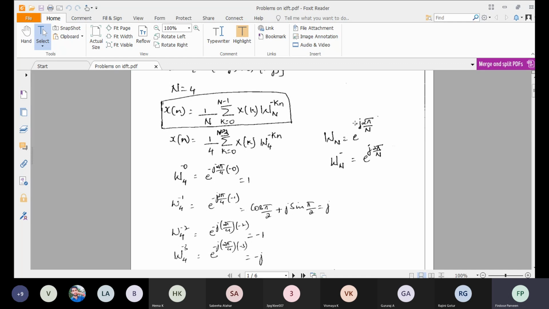Okay, if it is e to the power of minus j theta, what is it? Cos theta minus j sin theta. In the same way, e to the power of j theta is cos theta plus j sin theta. So here it will be equal to 1. Here the minus and the minus, minus into minus, becomes plus. So e to the power of j theta, what will it be? Cos theta plus j sin theta. So what will you be getting? You will be getting j. Calculate W4 to the power of 0, W4 to the power of minus 1, minus 2, minus 3 and see whether you are getting the same answers. Calculate and tell me.